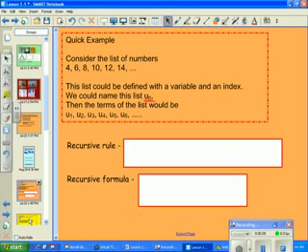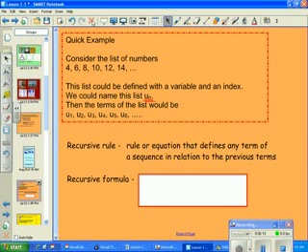Now, obviously, what is the recursive rule here? Well, the pattern is you start off with 4, and you're increasing by 2 every time. That increasing by 2 statement is the recursive rule. It's the rule or equation that defines any term of a sequence in relation to the previous terms. So for instance, to get u sub 2, I took the one that came before it and I added 2. That is the specific recursive rule.